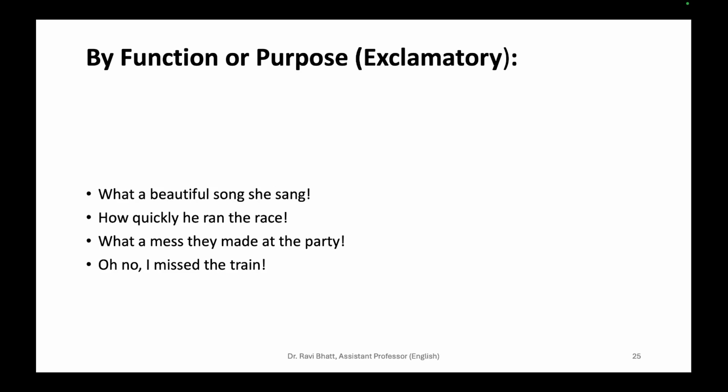What a beautiful song she sang, or how quickly he ran the race, or say, what a mess they made at the party, or oh no, I missed the train. Now, here you must know that even if a sentence is starting from what or how, this is not an interrogative sentence because here they are not asking a question, rather, they are making a point. So when it says, what a beautiful song she sang, or how quickly he ran the race, they're all followed by an exclamation mark.